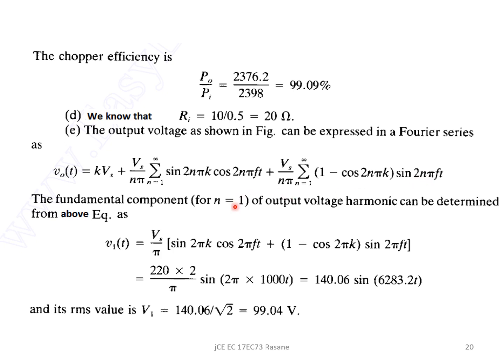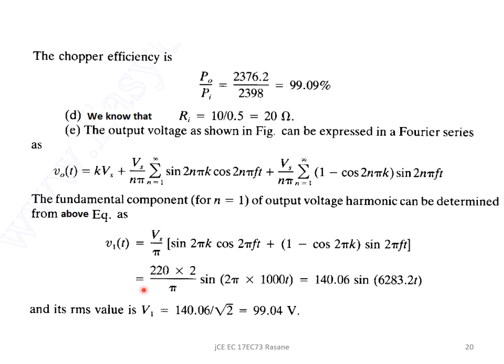So substituting n equal to 1, we can determine from the above equation. So put n equal to 1 and we get the values sine of 2 pi k, cos of 2 pi f t, plus Vs by n pi. N is 1, so Vs by pi is outside, plus 1 minus cos 2 pi k into sine of 2 pi f into t.